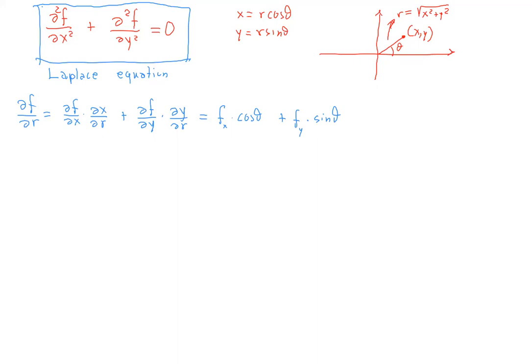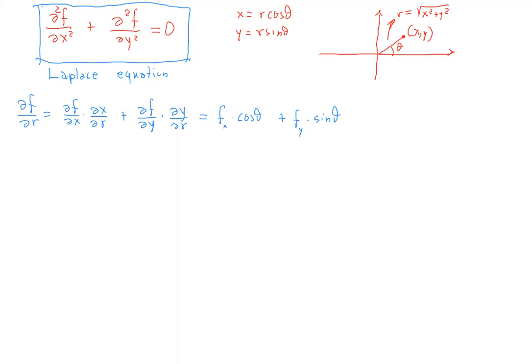And the idea is simply that f is a function of x and y. Its partial derivatives with respect to x and with respect to y are also functions of x and y, and we replace those by expressions in terms of r and theta, meaning you would replace x by r cosine theta and y by r sine theta. So what you're looking at on the right-hand side would be completely an expression in terms of r and theta.